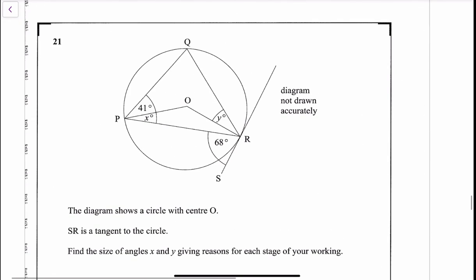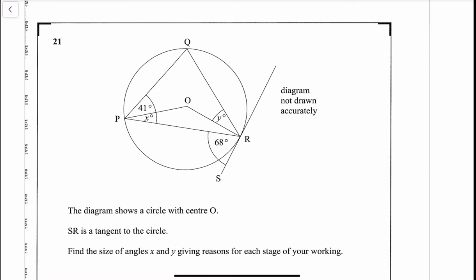Okay, question 21, everybody's favourite, circle theorems. It says the diagram shows a circle with a centre O. SR is a tangent. Find the size of x and y, giving reasons for each stage of your working out. Okay, right, every stage I do, I'm going to put a wee number in it to show the order, and this is the way I would do this first.